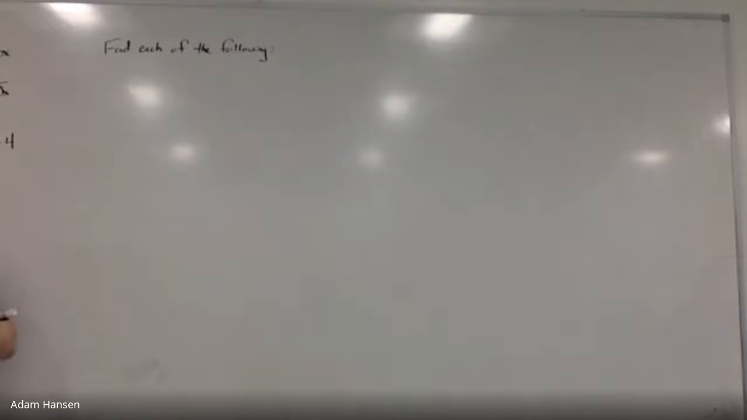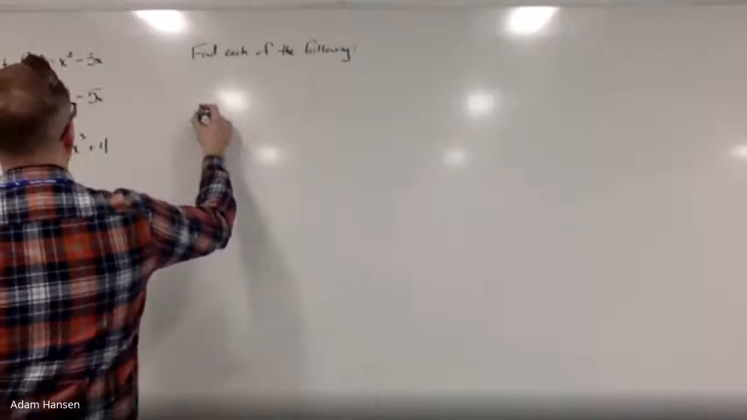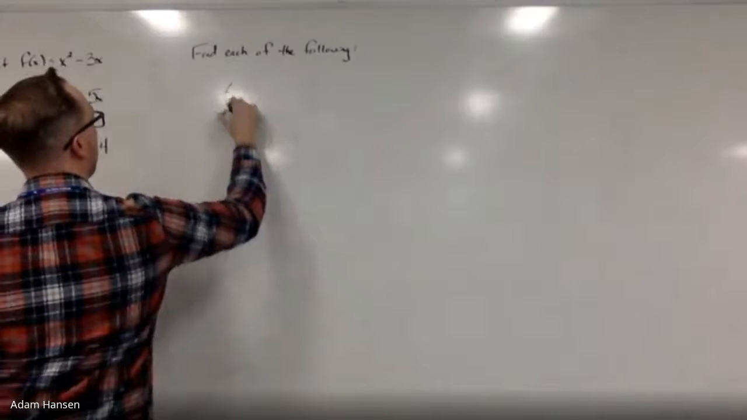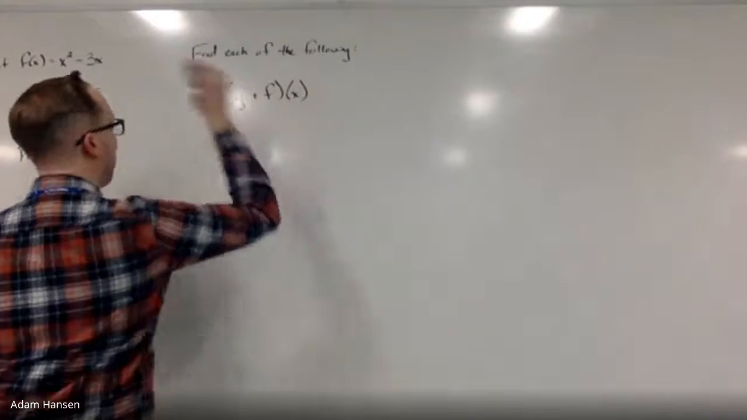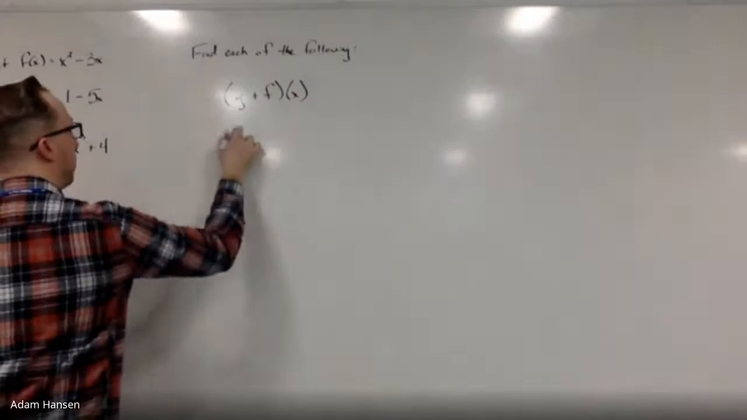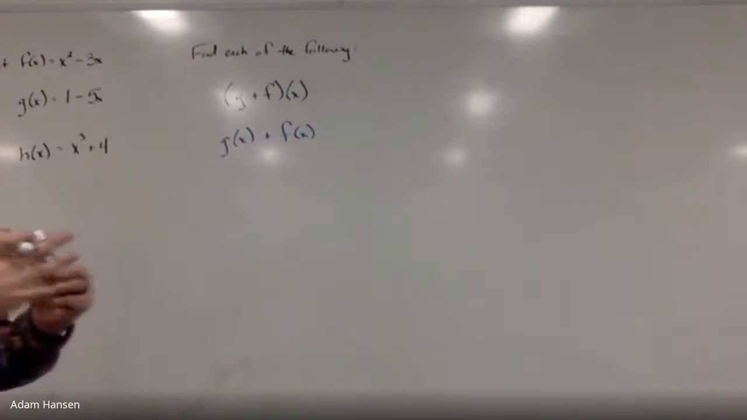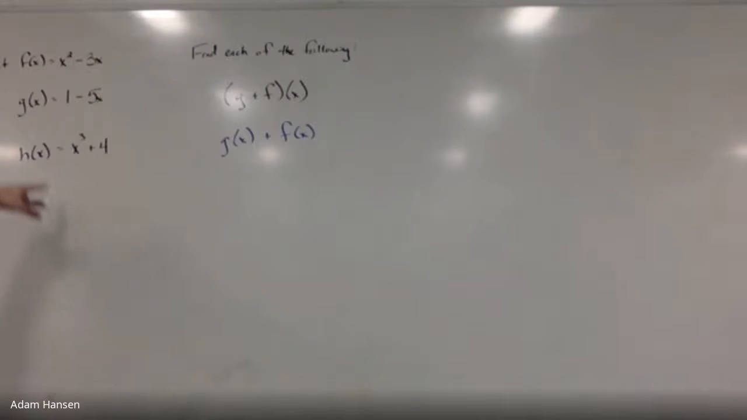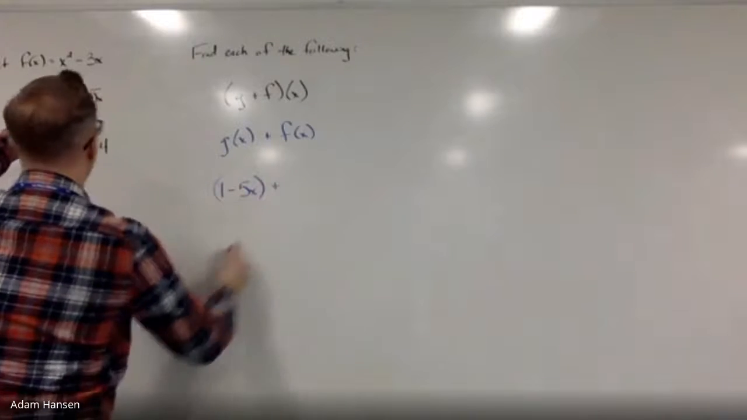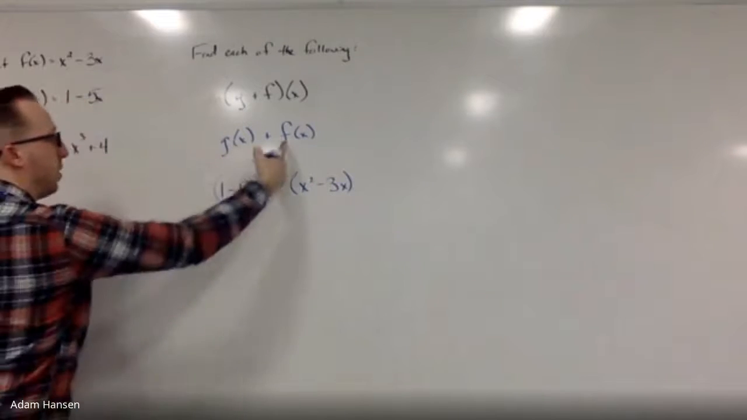Now, let's work through a couple more of these just to try a few other examples. What would g plus f of x be? Well, let's write this out separately. G plus f of x means take g of x plus f of x. Now I'm not plugging in a number anymore. I have just g of x and f of x to add together. Well, g of x is 1 minus 5x plus f of x, x squared minus 3x.